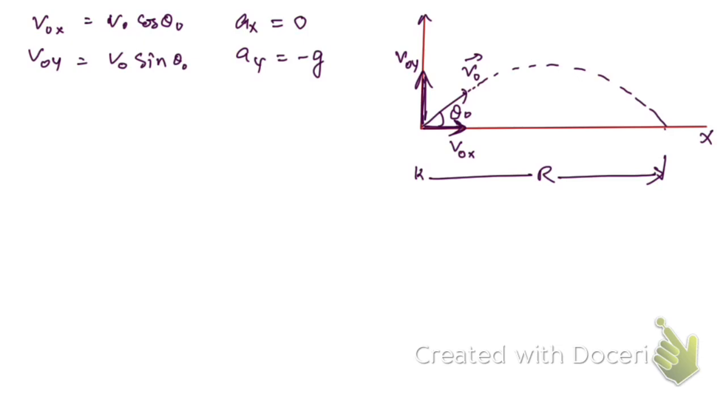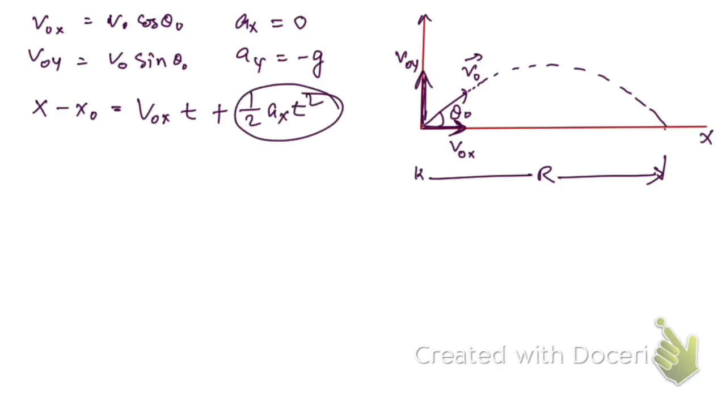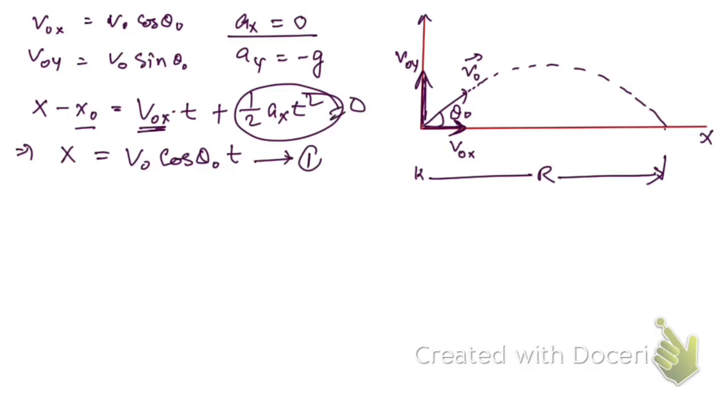So what was equation number 1? In equation number 1, we had x minus x naught is equal to v naught x t, displacement along the x-axis, plus half ax t squared. So this term becomes 0, and x naught is 0. So equation number 1 was x equals v naught x t, that means v naught cos theta naught t, that was the component along the x-axis, and the last term becomes 0 because ax is equal to 0. This was equation number 1.